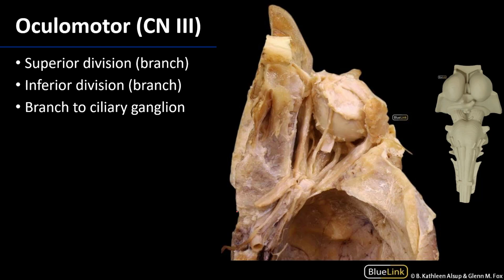Oculomotor nerve, cranial nerve 3. Again, let's just highlight that on the brainstem model there. Oculomotor nerve is heading in through the superior orbital fissure, and there is an upper or superior division, and then here's the inferior division of the oculomotor nerve.